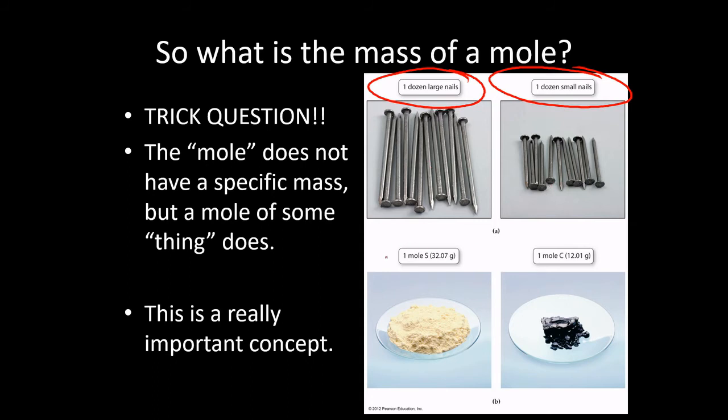In the same way, having 1 mole of sulfur weighs about 32 grams, but 1 mole of carbon is 12 grams. We have the same number of atoms in both of these samples here, the exact same number. But because the sulfur atoms themselves are physically larger, the sample is bigger.